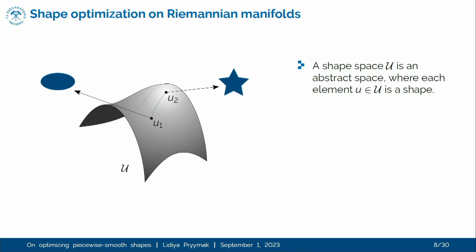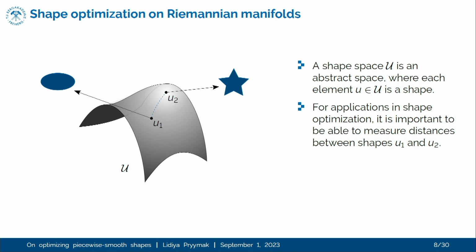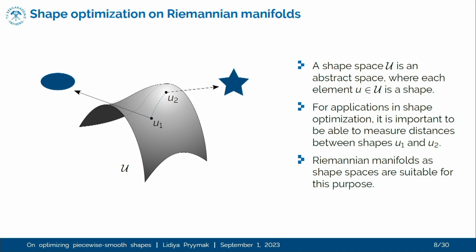Okay, so we'll look a little bit more into this. So what is a shape space is so far just an abstract space where elements live. So, in the figure, just visualization. So each shape, we have U1, U2, it can be an ellipse, it can be a star. And we want to optimize. So we want to maybe use the gradient descent algorithm, Newton method, whatever. But first, important is that we need to somehow measure distances between shapes. So that's why Riemannian manifolds are suitable to choose as a shape space.